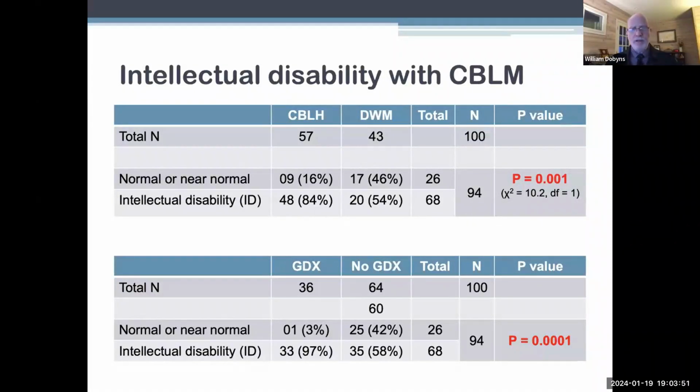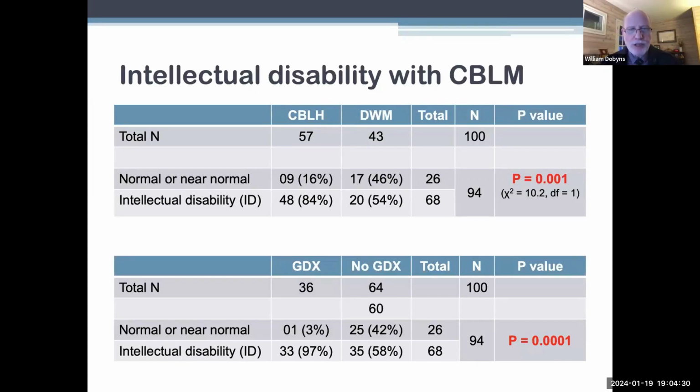All right. So what we showed was that in Dandy-Walker malformation, supposed to be the classic severe cerebellar malformation, normal or near normal developmental outcome was seen in 17 out of 43, or 46%. Note how close that is to the neurosurgical data. I think that's very, very important. Compare that to the other forms of cerebellar hypoplasia, where we had only 9 with normal or near normal intellectual development out of 57, for a rate of only 16%, much, much lower.